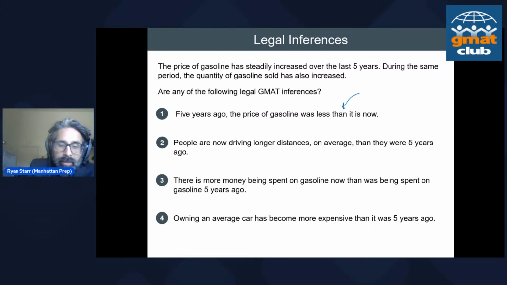1 is a straight up converse, just like we saw in the last one, right? The first statement says the price of gasoline has steadily increased over the last 5 years. Look at that from the opposite point of view. 5 years ago, the price of gasoline was less than it is now. Totally valid.